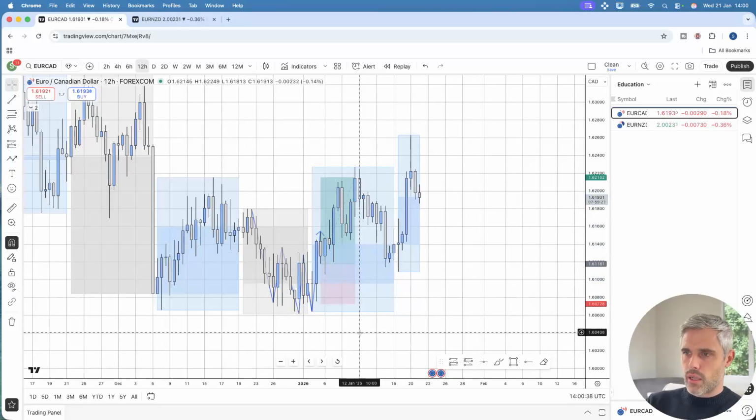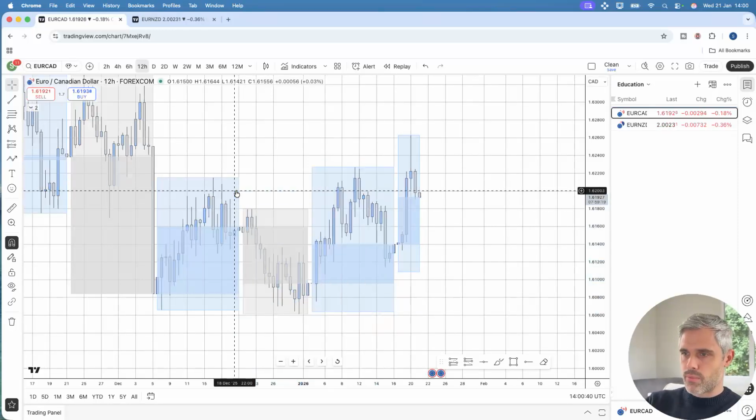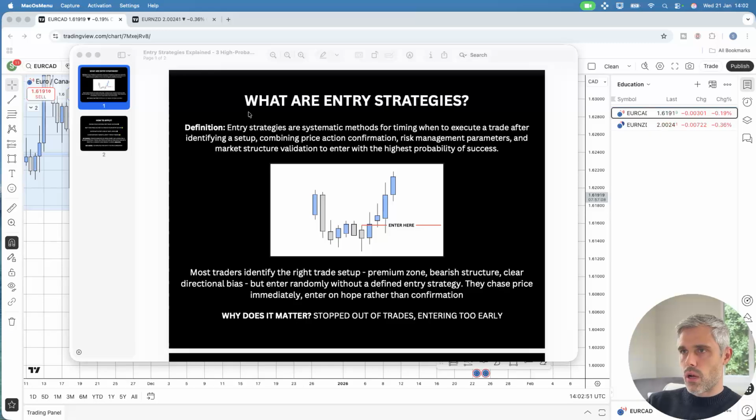Let's get into some theory and then look at a couple of different examples. So, what are entry strategies? Entry strategies are systematic methods for timing when to execute a trade after identifying a setup, combining price action with risk management, market structure, but importantly, higher time frame context to ensure we have the highest probability of success.